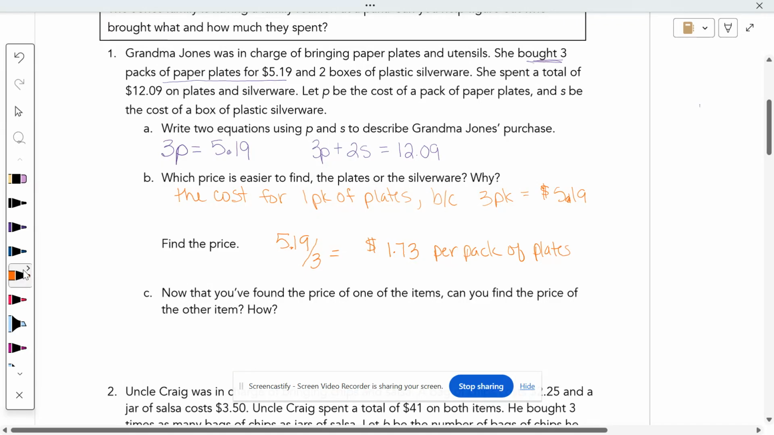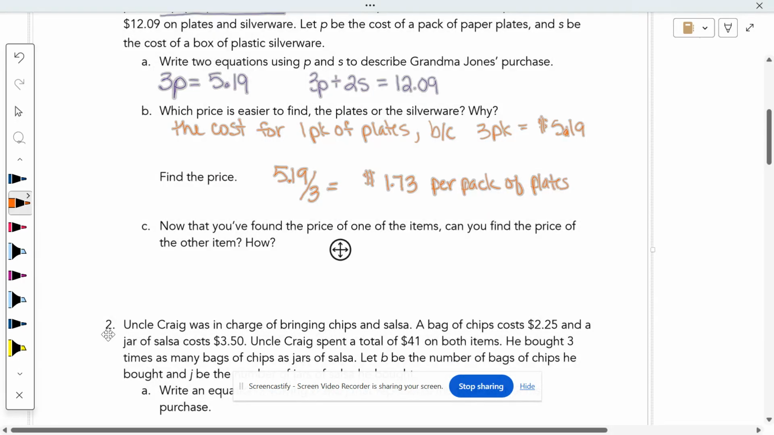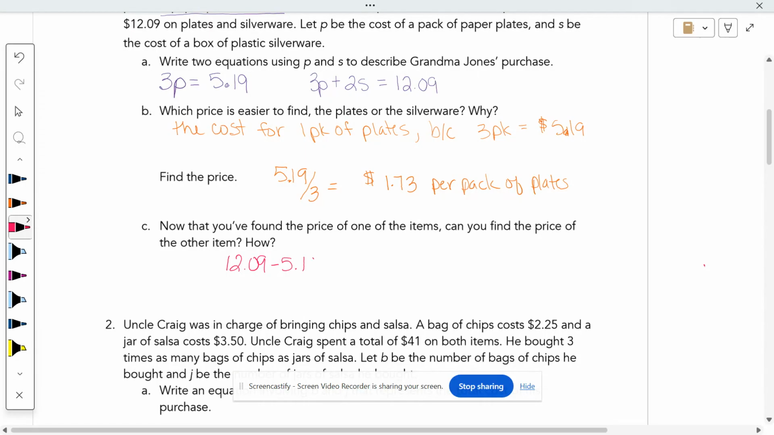So now that we've found the price of one item, can we find the price of the other item? Well, sure we can. If Grandma spent a total of $12.09, and we subtract the $5.19 that she spent on the paper plates, that leaves us with $6.90 left over. What did she spend that $6.90 on? Well, that's the cost of 2 packages of silverware. So divide both sides by 2, and I see that she spent $3.45 per box of silverware.